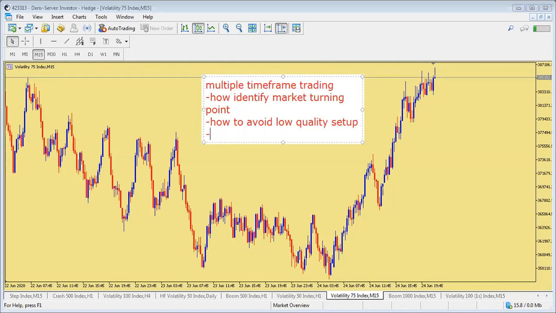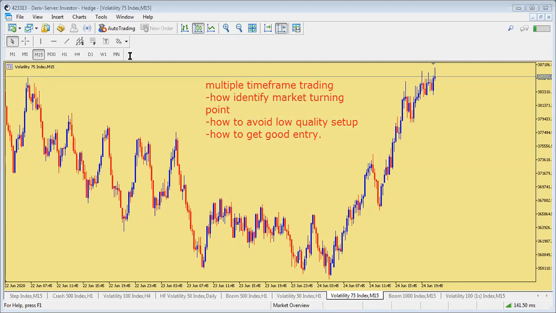Then how to get a good entry. These are the three steps we are going to look at: how to identify market turning points, how to avoid low quality setups, and how to get a good entry. When we are using multiple time frame trading, it's very important to know all this.